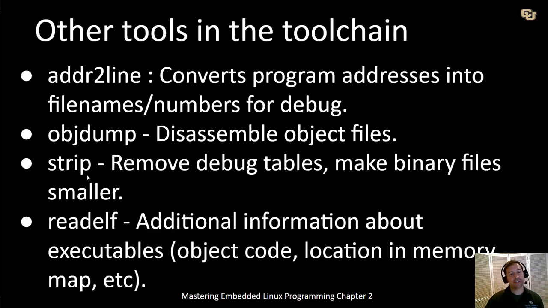Strip is another one that's going to be used for us by default in some of our later assignments when we're getting into application build tools like Buildroot and Yocto. And this is going to remove debugging information from executables and make your binary files smaller so that they'll use less space on target. There's also a readelf utility that's going to just have additional information about executables, like location and memory map, for instance.